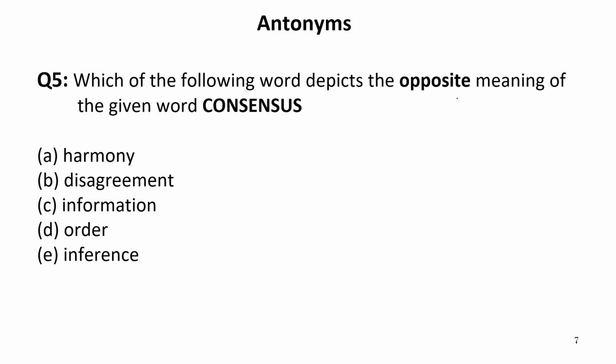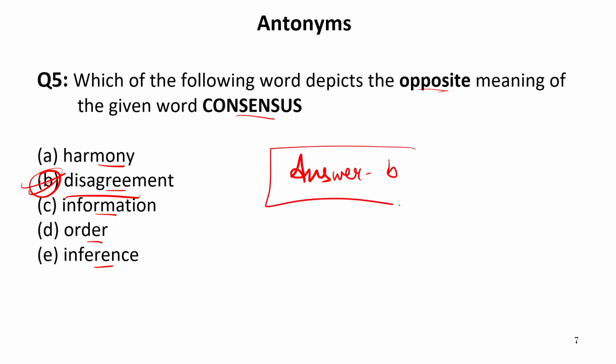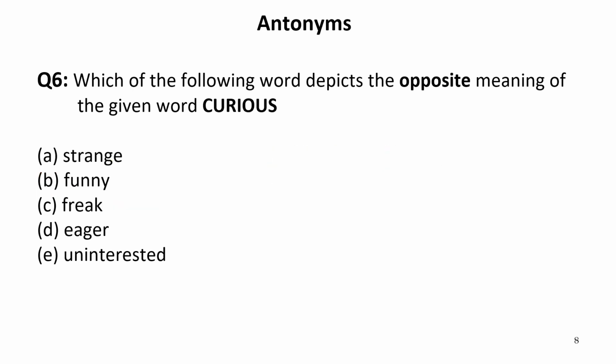Which of the following words depicts the opposite of the word consensus? Now consensus means agreement with something. Let us see the options: harmony, disagreement, information, order, inference. Obviously, if consensus means agreement, the opposite of it will be disagreement. So our answer is B again, that is disagreement. So the opposite of consensus is disagreement. Now let us move to the next one.